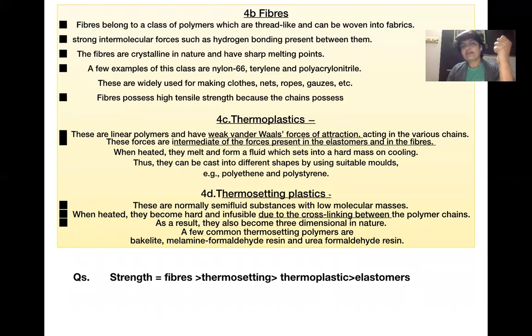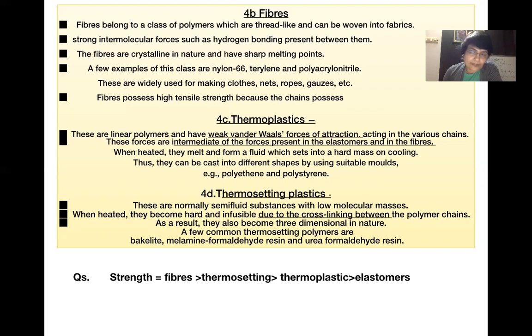Third is thermoplastic. In thermoplastics, very weak van der Waals forces of attraction remain. So they melt fast, and set hard on cooling. Thermoplastics, polythene, polystyrene are examples. Thermosetting plastic, you'll find normally it remains a semi-fluid substance with low molecular mass. But when they are heated, they become hard and infusible due to cross linkages between the polymer chains. So bakelite, melamine, unbreakable substance which you're finding here.